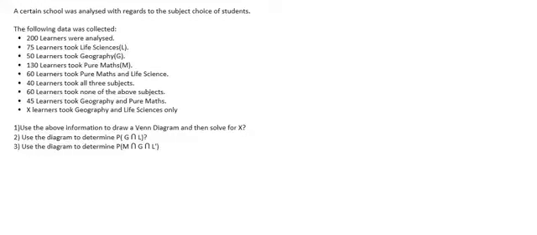Well, we look for the total number of conditions. We see here we've got 200 learners who were analyzed. 75 took life sciences. Okay, so that's one condition. Geography. And we've got pure maths. So those are three different categories. And so we are going to have three different circles.